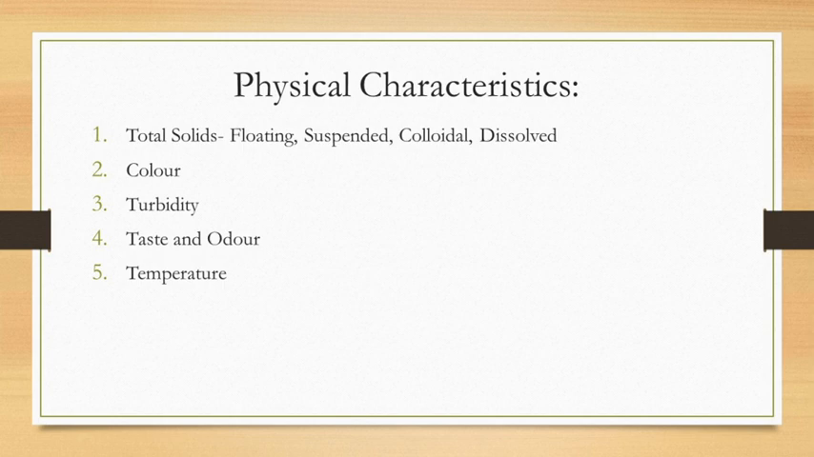Okay, so suspended solid can be determined by the filtration method, and dissolved solid can be found out by the evaporation method. Next term, that is the color. Color is due to the presence of dissolved matter and organic acid.